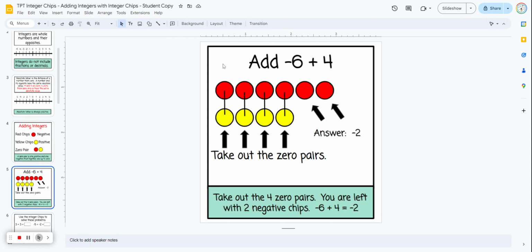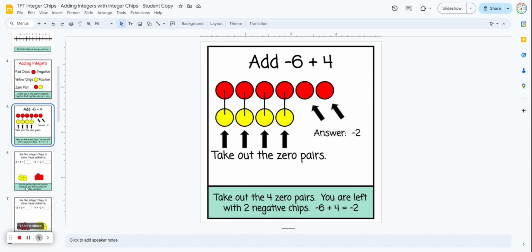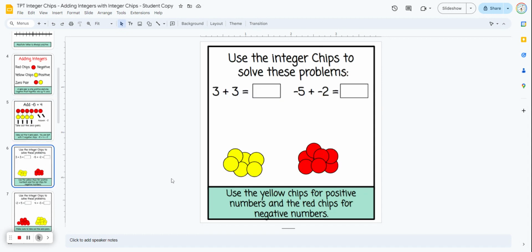So slide 4 gives students an example of how to do this addition. If we have -6 plus 4, -6 we're going to show with red chips. We have 6 red chips, and then we're adding 4 positives or 4 yellow chips. If we line them up like this, then we can take out the zero pairs, one red and one yellow, because they add up to 0. So what's left is our answer. Here in this case is -2.